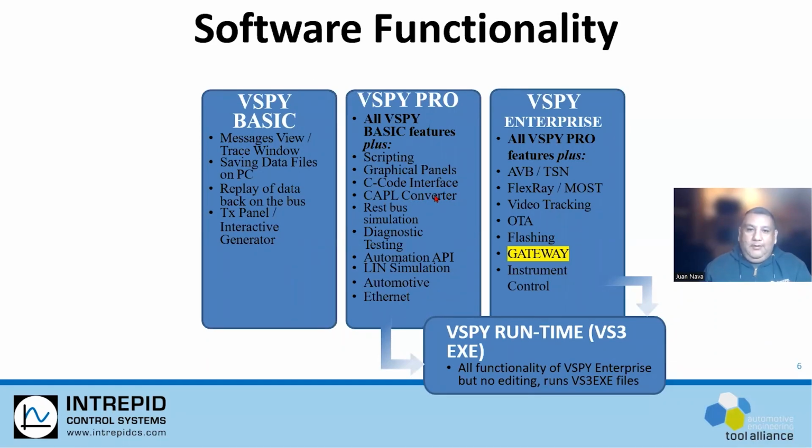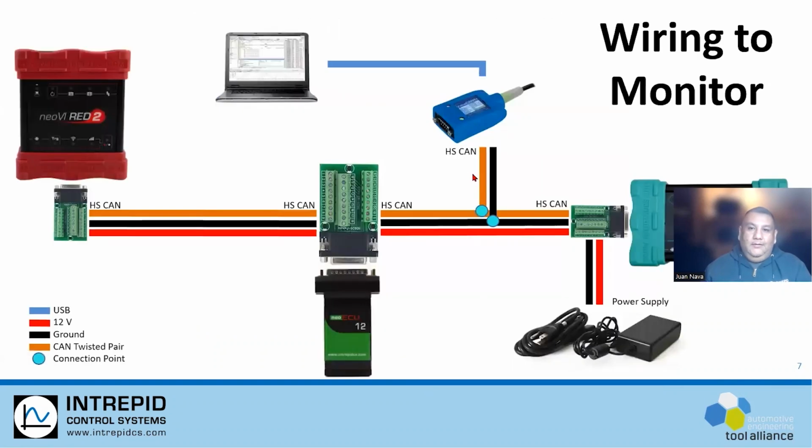If you want to create a gateway with Pro, you do have to use function blocks. If you want to use the Gateway Builder, in order to save time, you do need to upgrade your license to a Vehicle Spy Enterprise, or you might want to start off with that level of licensing.